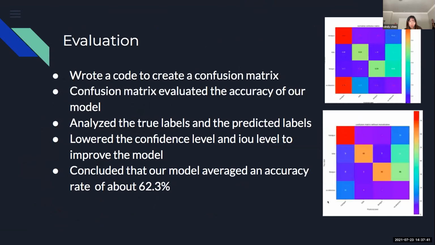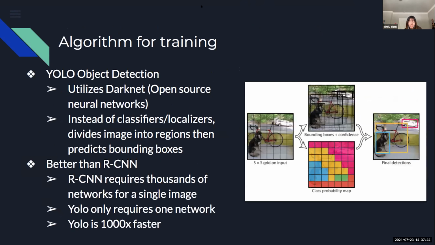For training, we used YOLO object detection, which utilizes DarkNet, an open source convolutional neural network framework. Instead of classifiers or localizers, YOLO actually divides the image into regions, then predicts bounding boxes. You can see this in action on the image, where YOLO first divides up the image, puts bounding boxes, maps the probability, and then gives the object class. And YOLO is a lot better than RCNN, which stands for region-based convolutional neural networks, since they require thousands of networks for a single image, while YOLO only requires one and it is much faster.